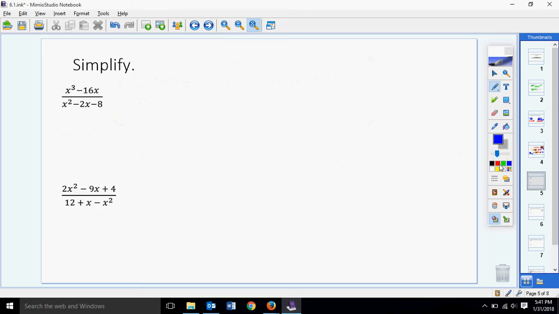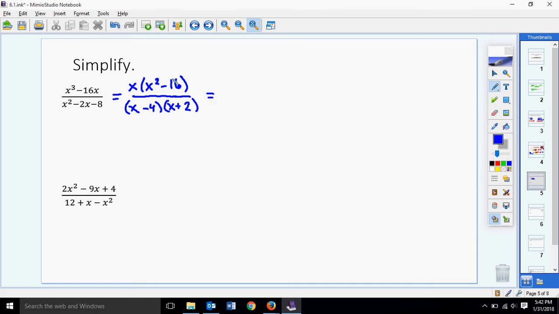I have 2 more examples here. Let's go ahead and factor so that we can simplify this expression. I can take out the top an x, and I'm left with x squared minus 16. In the denominator, I can also factor. What 2 numbers multiply to negative 8 and add up to negative 2? X goes in the first position, and I have negative 4 and positive 2.